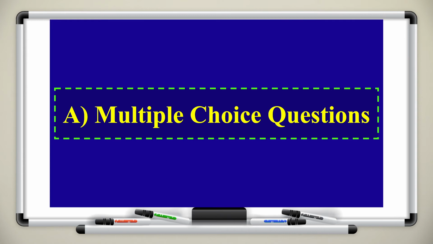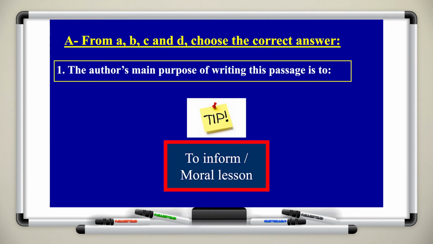So let's look at the multiple choice questions. Number 1, the author's main purpose of writing this passage is to. To remind you, this is about the author's main purpose.